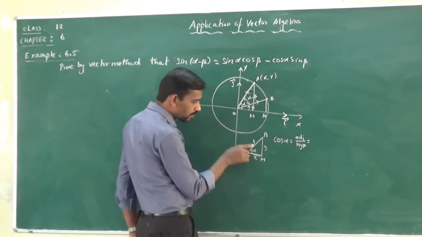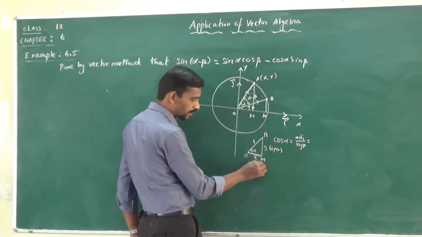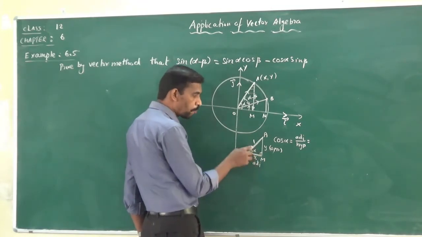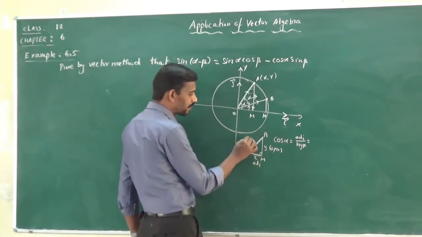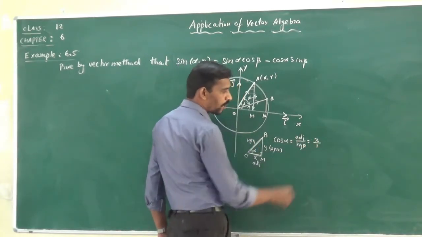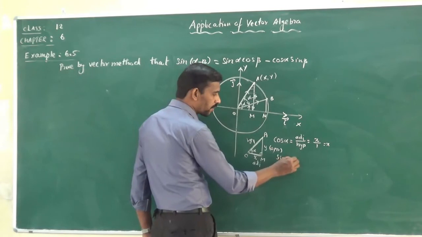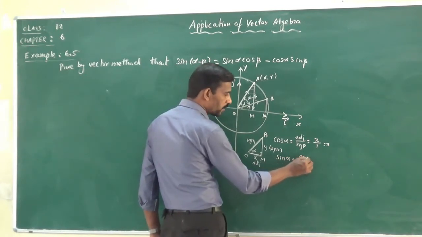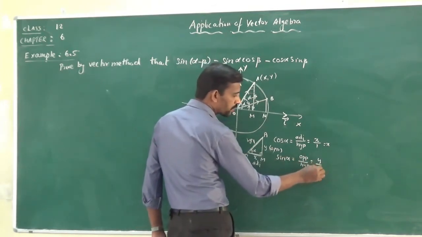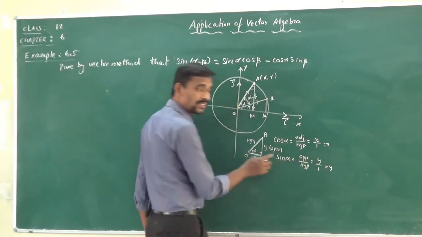What is the adjacent side here? This is alpha, so this side is the opposite side and this one is the adjacent side. The biggest length of that right triangle, the side opposite the 90 degree angle, is nothing but the hypotenuse, right? So adjacent is x, hypotenuse is 1, so cos alpha is equal to x. So x is equal to cos alpha. Now I am taking sin alpha. Sin alpha is nothing but opposite divided by hypotenuse. What is the opposite side? y. Hypotenuse is 1, so sin alpha is equal to y.